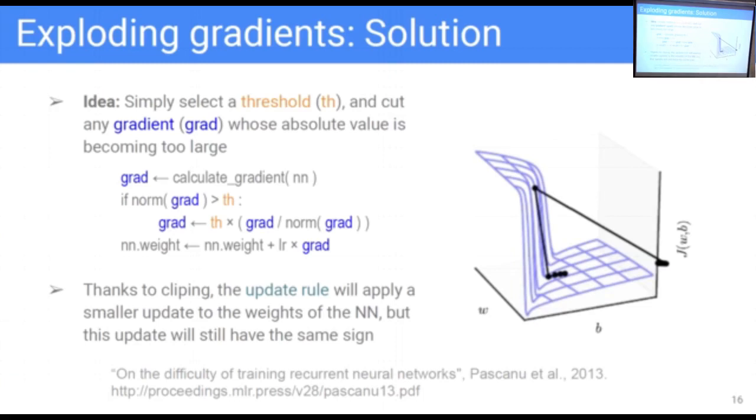Any other question with this? Yeah. It is a metaparameter. You play with it until it works sensibly. It is frustrating, but that's the case with most metaparameters in neural networks. Yes?